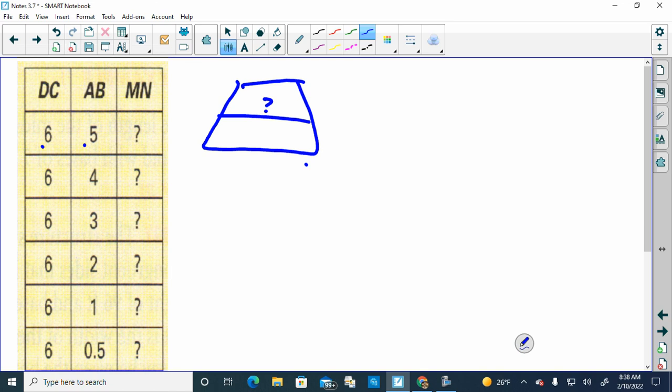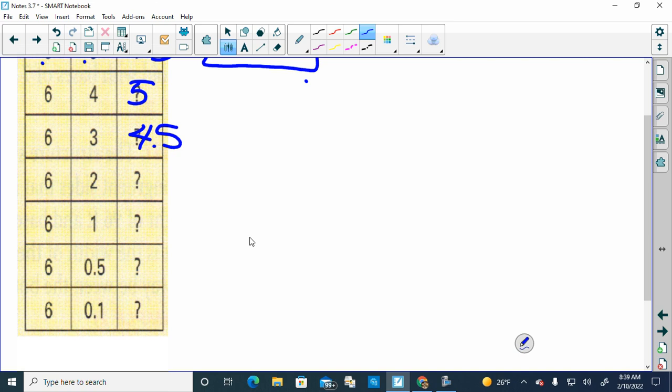So what do we do with those two? Add them and then divide by 2, I would get 5.5. So here, this could go 5.5. If I added those 2 and divided by 2, then this would be, add those 2, divide by 2, 4.5. Add those 2, divide by 2, it would be what? 6 and 2 would be 8, divide by 2 would make it 4.